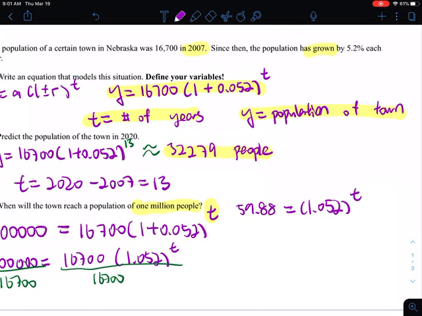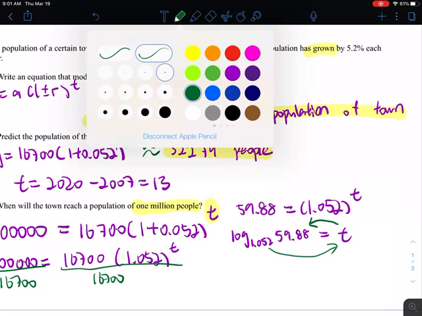Okay, so this is the part where we're going to have to use logs, so that we can actually rewrite this using log form. So it will be log base 1.052 of 59.88 equals t. Right, remember to double check, you can use the circle method. So I need to have 1.052 to the t-th power, and then I need to get to 59.88.